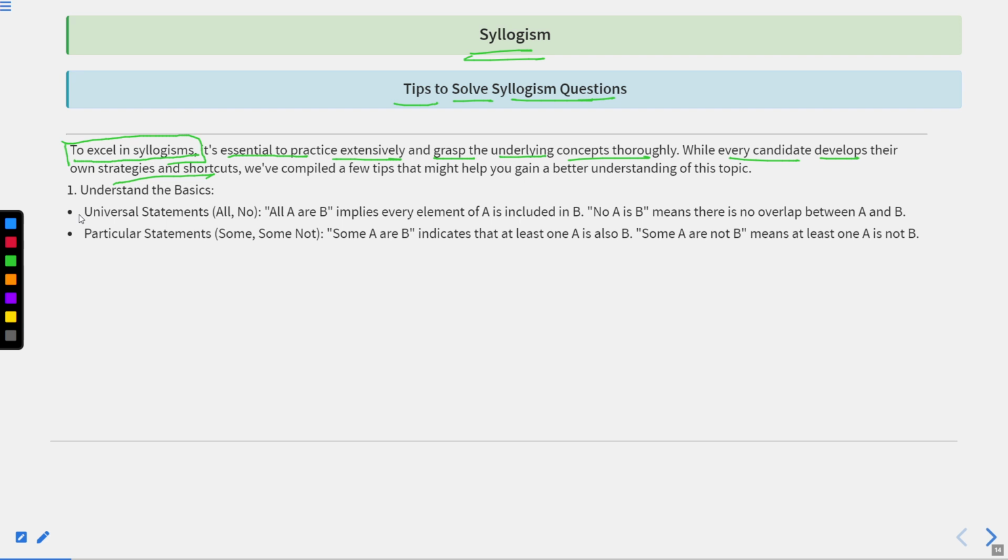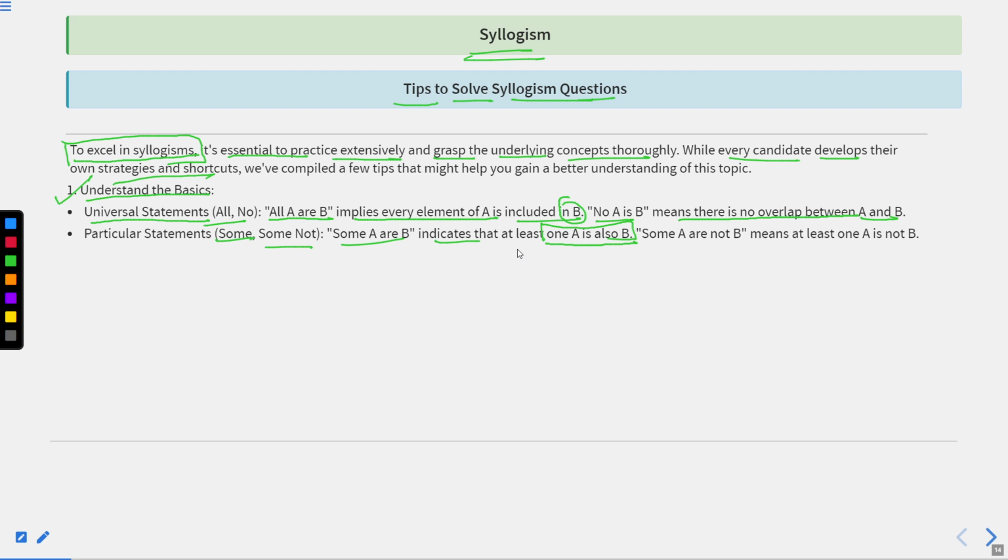The very first important topic that you should keep in mind is to understand the basics. Universal statements: all and no. All A are B. Till now you have already understood that whenever we say all A are B, it implies that every element of A is included in B. कि जो चीजें A के अंदर हैं वो B के अंदर पाई ही जाएंगी. And No A is B means that there is no overlap between A and B, meaning no element of A is included in B. Now, particular statements: some and some not. Some A are B indicates that at least one A is also B.